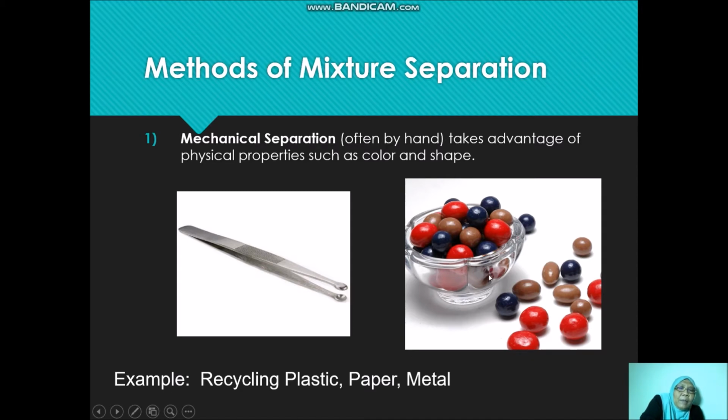In daily life, people use it in recycling plastic, paper, and metal.